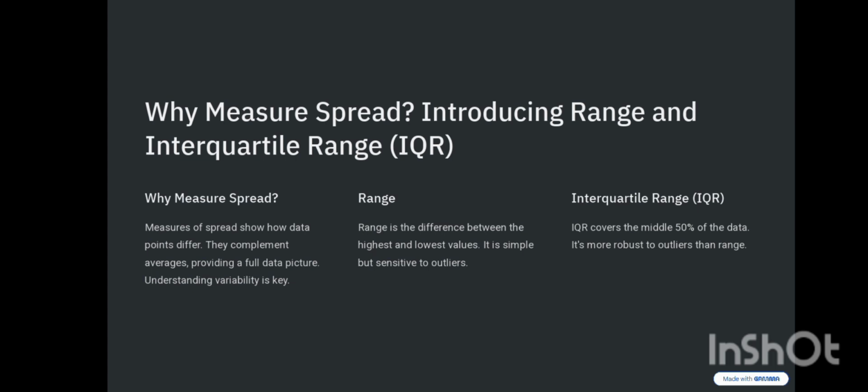Interquartile range. IQR covers the middle 50% of data. It is more robust to outliers than range. The interquartile range is the spread of the middle 50% of the data. It is more reliable than the range when dealing with skewed data or outliers.